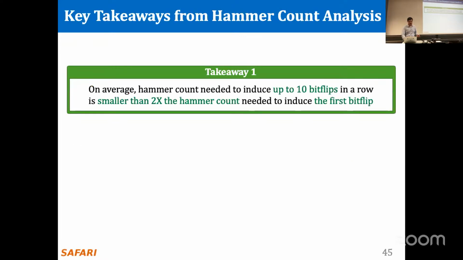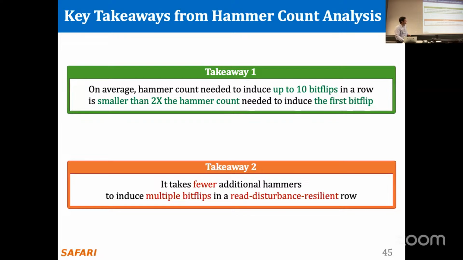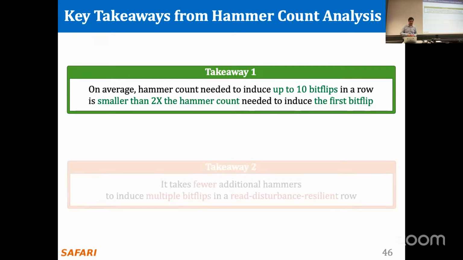We make 2 key takeaways from this analysis. First, we find that on average, fewer than 2 times the HC first hammers is needed to induce up to 10 bit flips in the same DRAM row. That's what I tried to explain in the executive summary. And second, in general, if it takes many hammers to induce the first bit flip, it likely takes fewer additional hammers to induce more bit flips in the same row. Hopefully, these will become more clear with data.